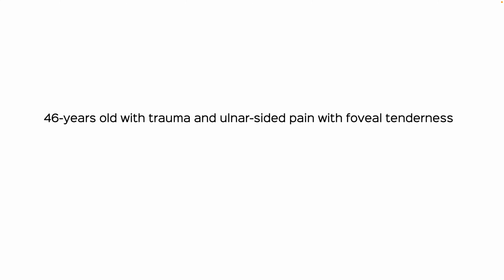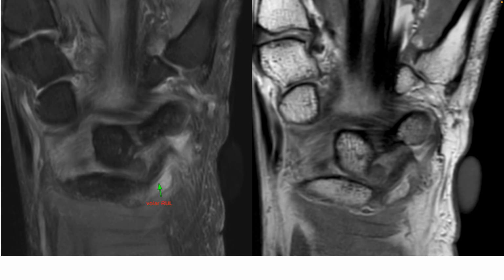So this was a 46-year-old with trauma and ulnar-sided pain with foveal tenderness, and I'd like to thank my colleague Chinmay Mehta for doing the primary read here. But if you start from volar to dorsal, then you see this volar radioulnar ligament, which is fine. In fact, you can see the ulnocarpal ligaments, the ulnotriquetral and the ulnolunate, which are fine.